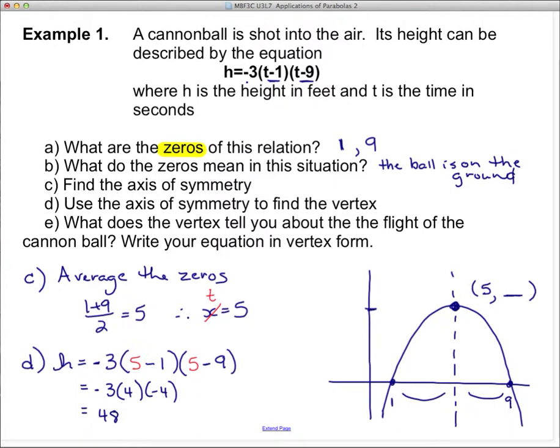So this actually now has a height from part D. That means that this here is 48. So there's our maximum height. Okay, so our vertex is 5 and 48. What does the vertex tell you about the flight of the cannonball? Well, it tells me that after 5 seconds, so this is in seconds, the cannonball has reached a maximum of 48, and this was in feet, so 48 feet.